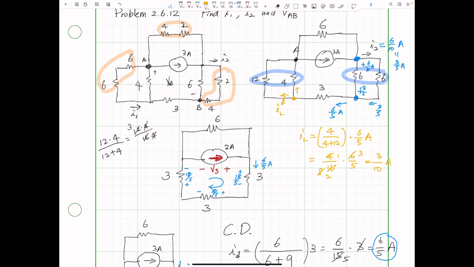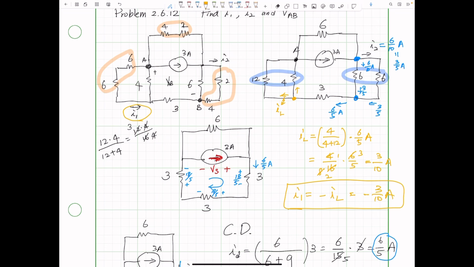What do we need to find? We need to find I sub 1. Where is I sub 1? It's right there. So actually I sub 1 equals the opposite direction of I sub L. Therefore, I sub 1 is negative 3 over 10 amp.